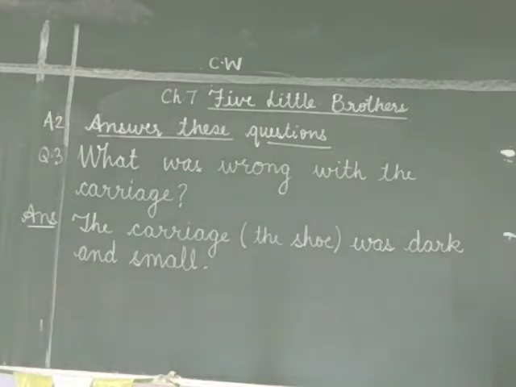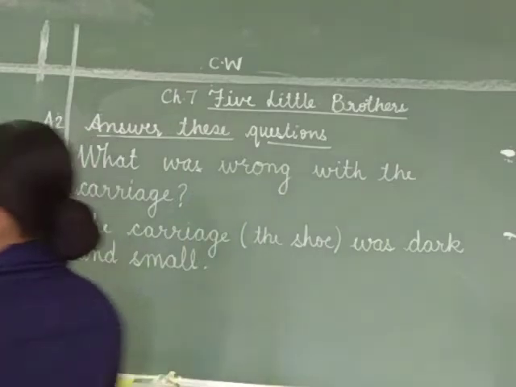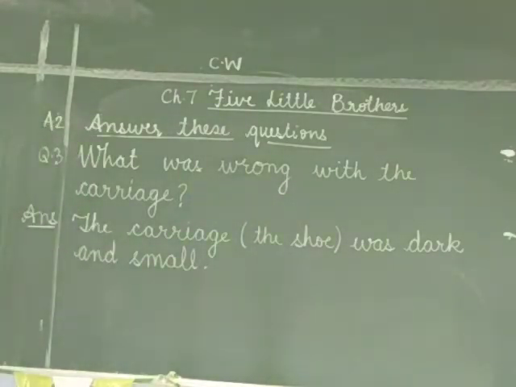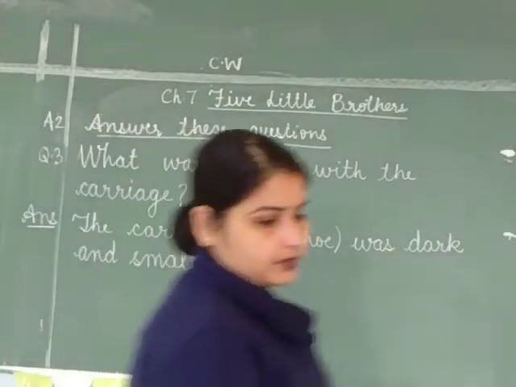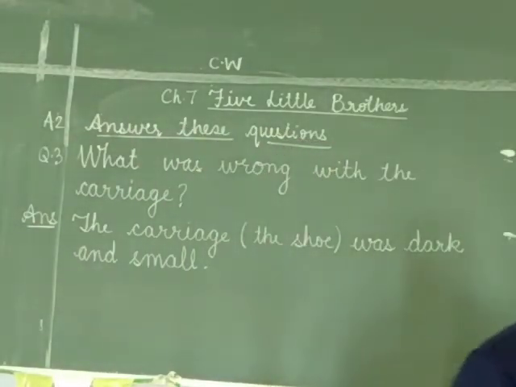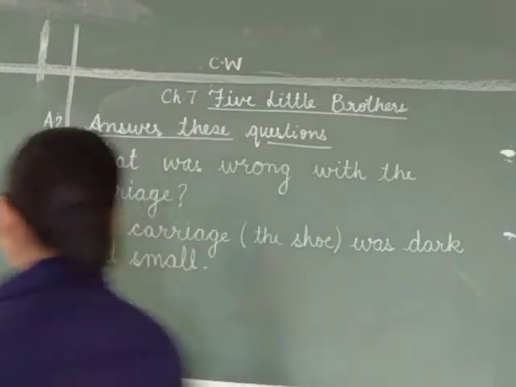Now the next question is, what did the 5 little brothers do then? When the carriage was dark and small and it was difficult for them to be there, then what did they decide? They decided to run away from the carriage. So the next question I am writing now, what did the 5 little brothers do then?